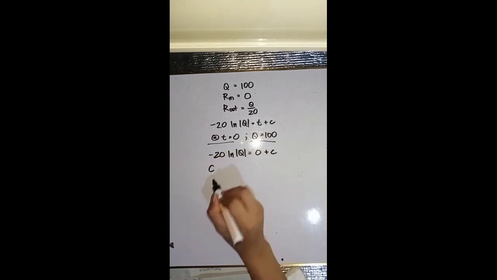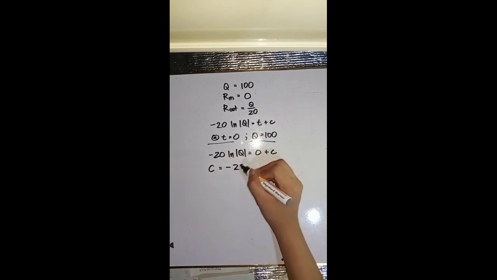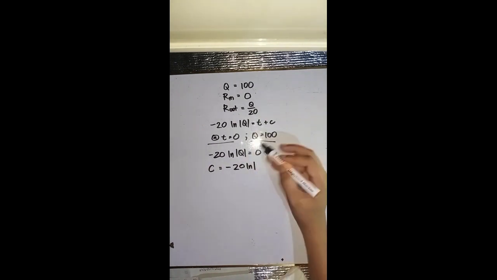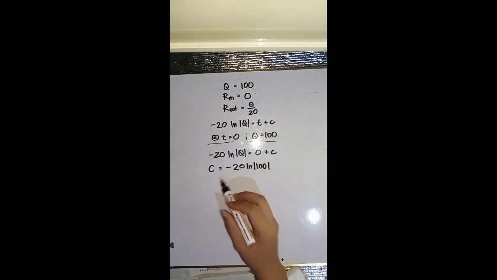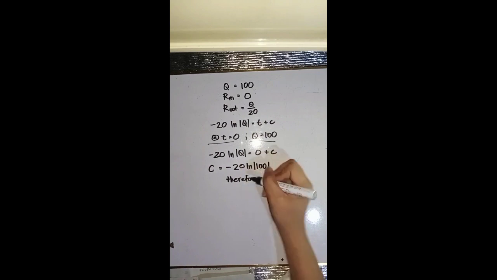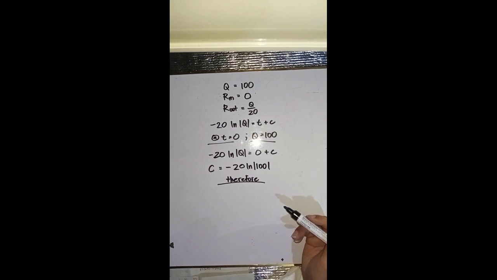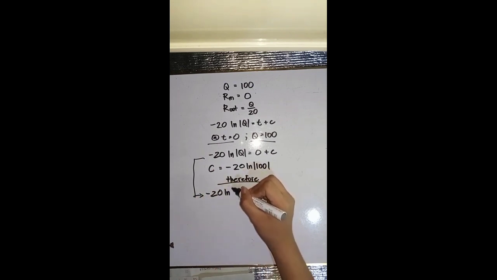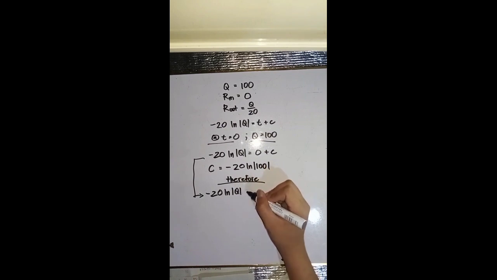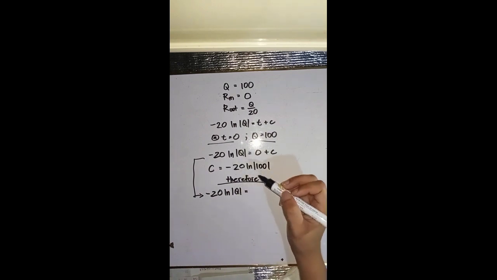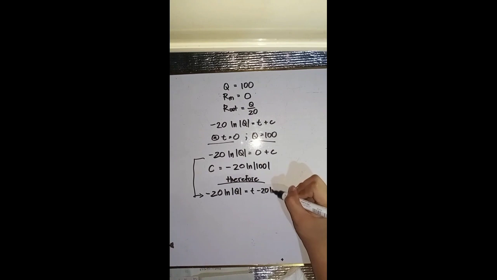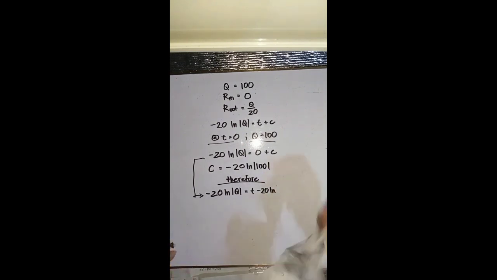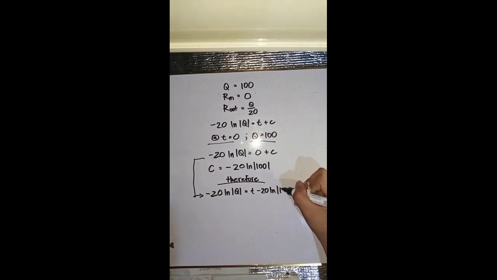It will equate to C equals negative 20 ln, substituting the value of Q, which is 100. So we got the value of C. Therefore this value will be substituted into our original equation, negative 20 ln Q equals t plus C. So negative 20 ln Q equals t minus 20 ln 100.